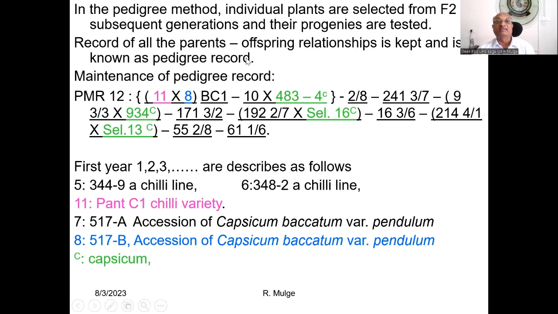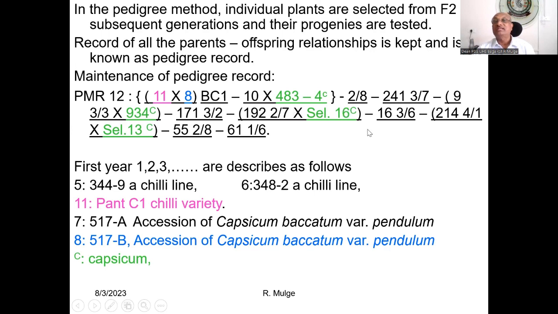171st line, which is shown in many rows, and the 3rd row, 2nd plant, seeds were collected, and those seeds were raised for the next generation, where 192nd line, 2nd row, 7th plant was used, and it was crossed with selection 16C. Is one more capsicum line, right? Capsicum line pollen was used and crossed.